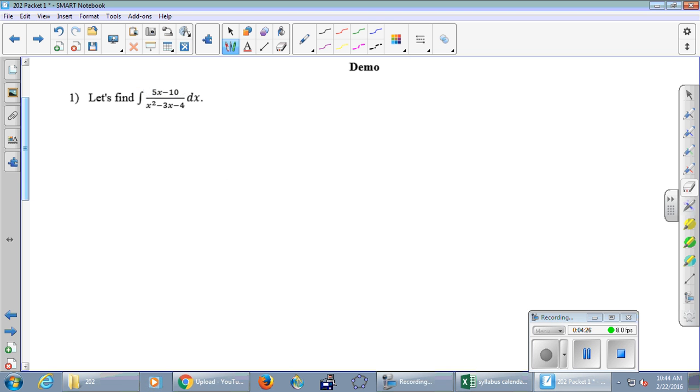So our only natural U substitution doesn't work, so we need a new technique, and here it is. I'll call that integral I again. First thing we're going to do is factor the denominator. So 2 sets of parentheses. What do we get when we factor this one? x minus 4 and x plus 1. Okay.